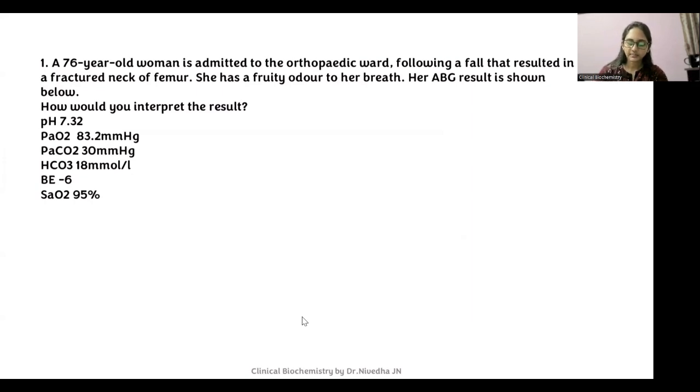First, look at the pH value. What's the normal pH value? It is 7.35 to 7.45, right? So 7.35 to 7.45 is what is normal.